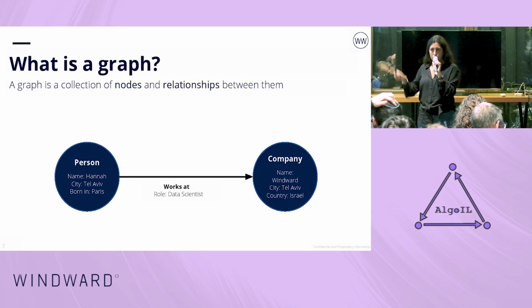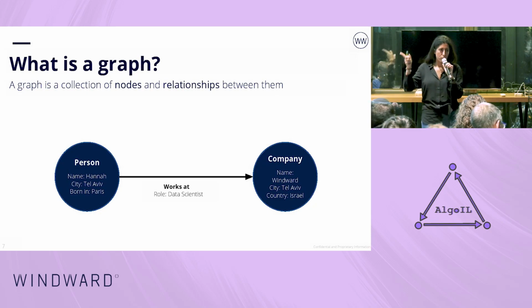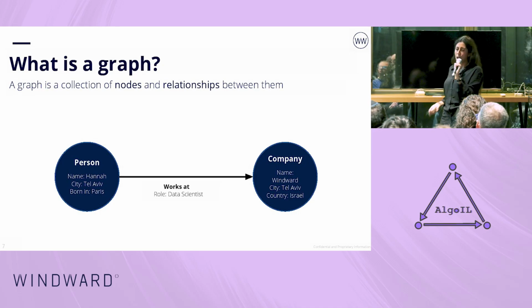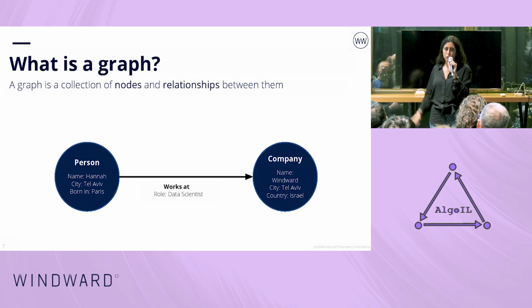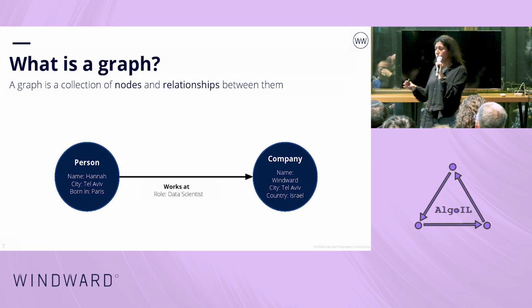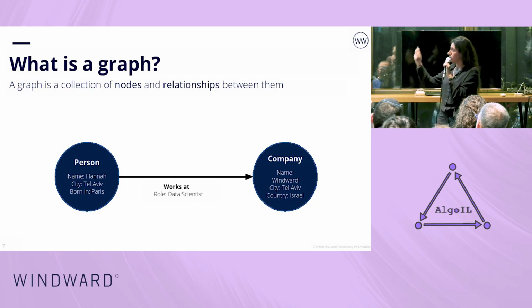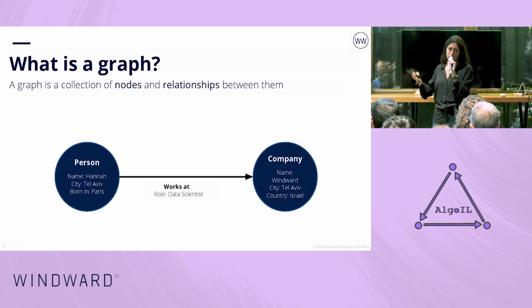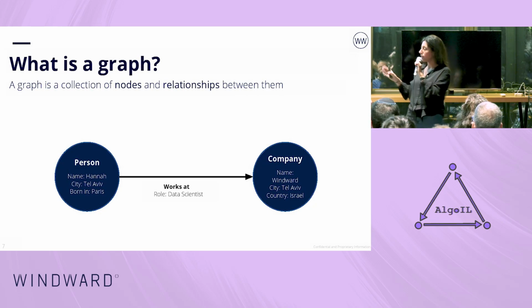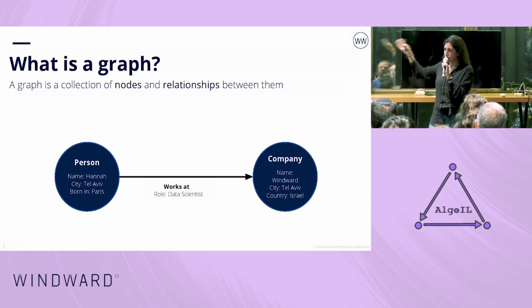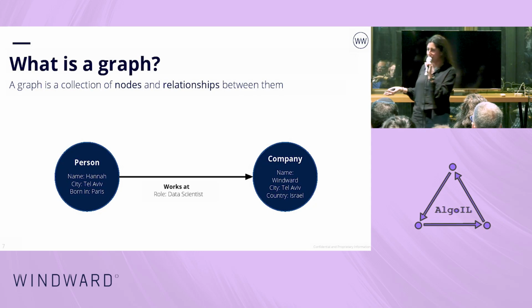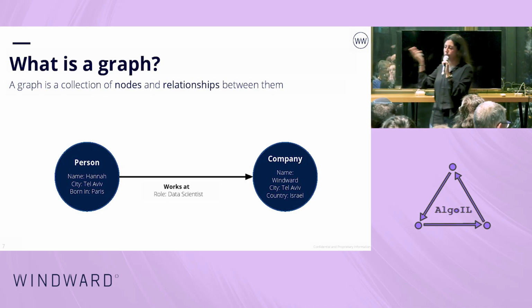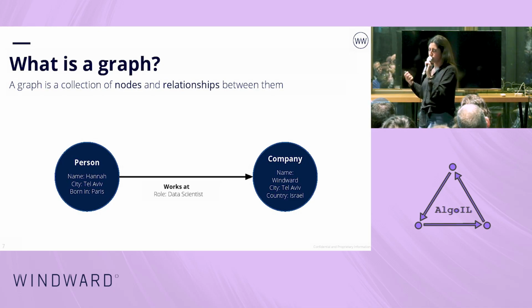Let's give an example. This is a node, a person node, and it has attributes. It has a name, so this node is me. And you have another node, a company node, which also has its attributes. Now we can create a relationship between these two. Here we have a clear relationship between me and Windward. Hannah is working at Windward as a data scientist. It's important to note that there's a direction between the nodes. Windward is not working at me, I'm working at Windward. And you can have a direction, or you could also not have a direction if it doesn't matter for this specific relation.